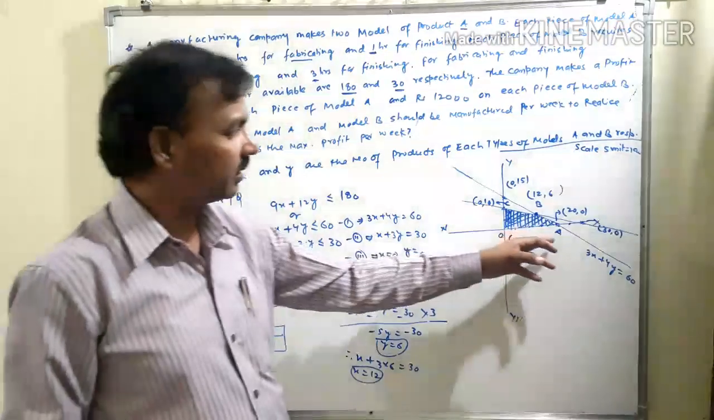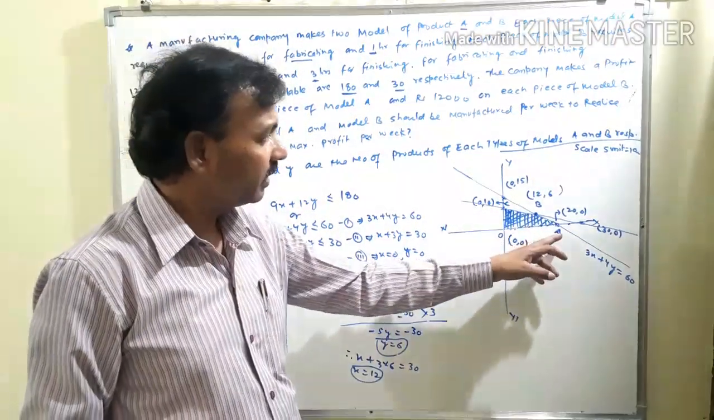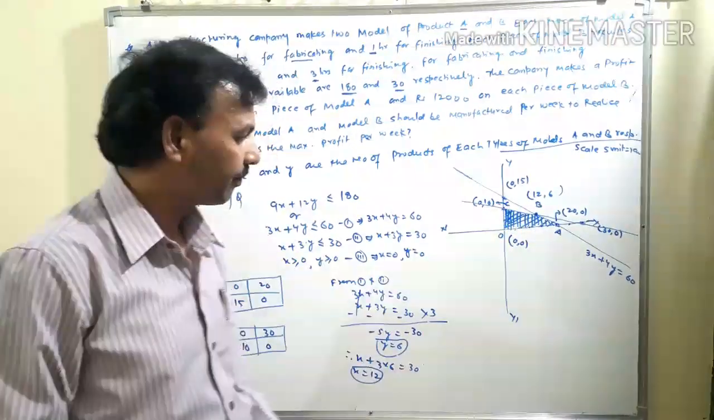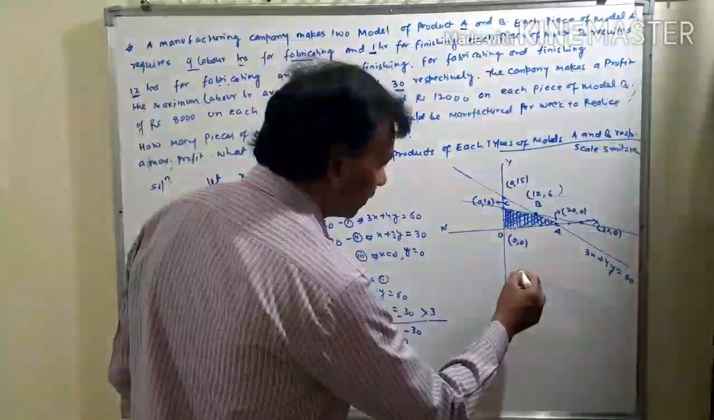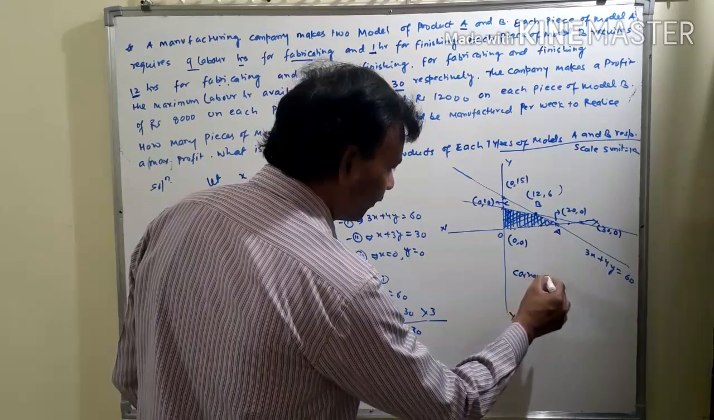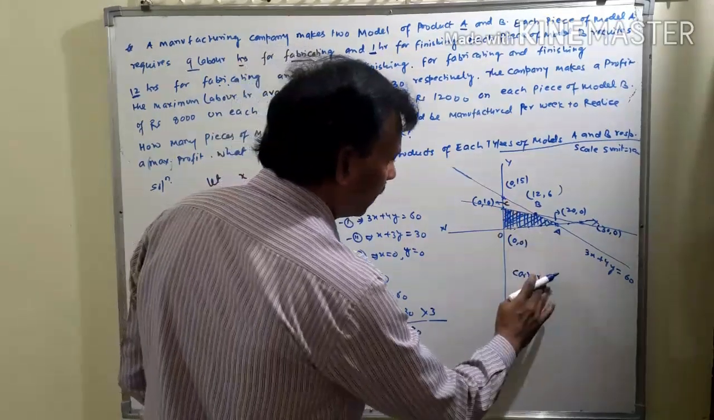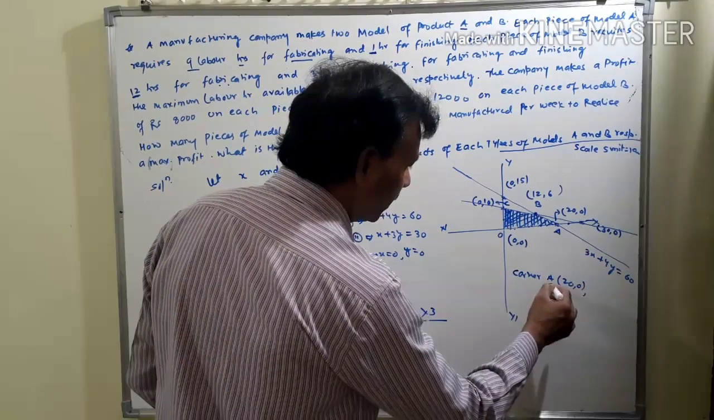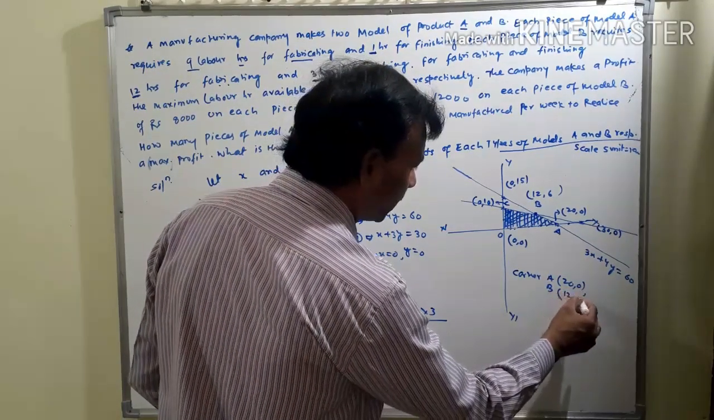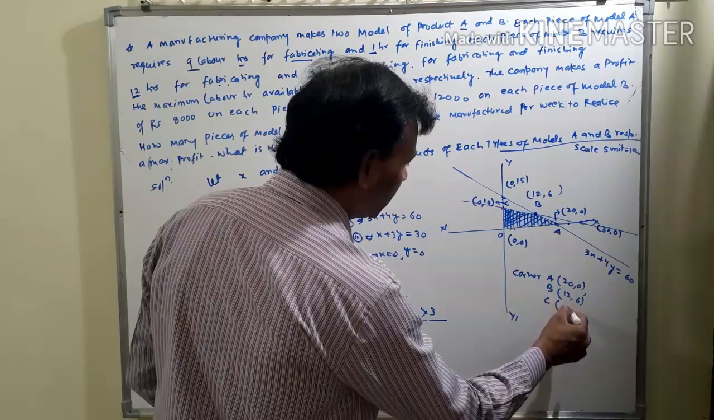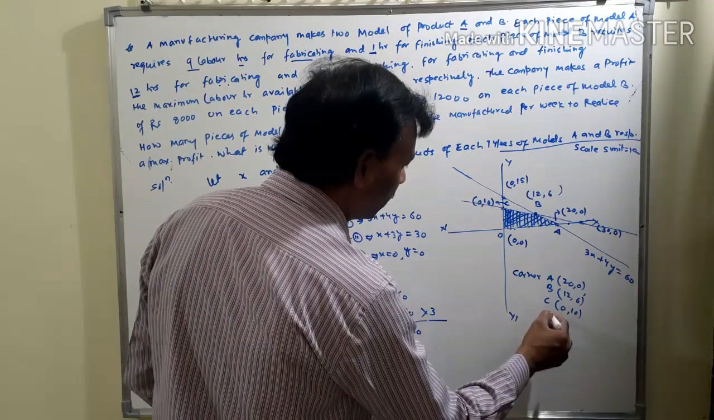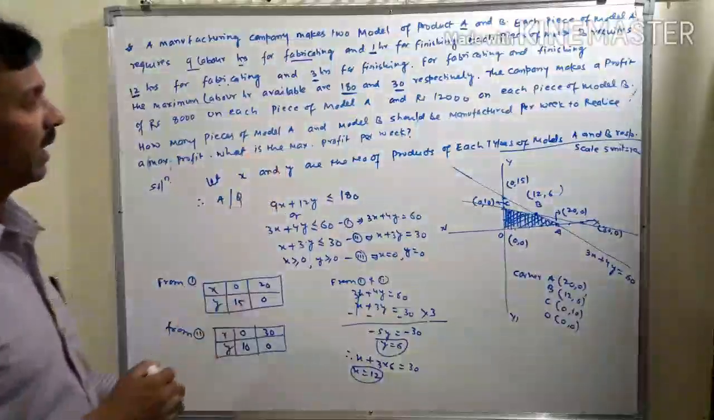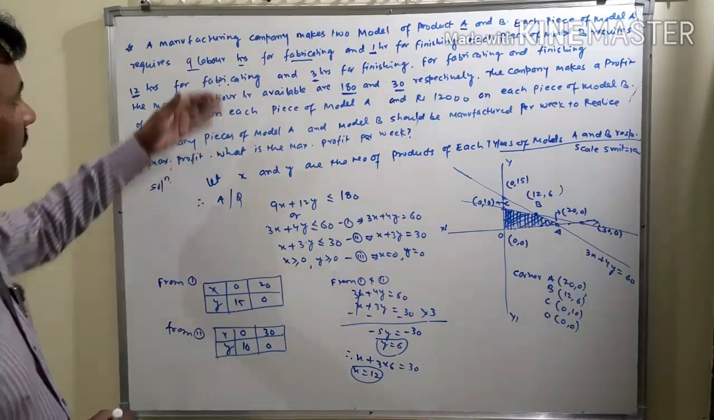That means the feasible region is bounded, and the feasible region is A, B, C, O and A. Therefore the corners will be A means (20, 0), B means (12, 6), C means (0, 10) and O means (0, 0).